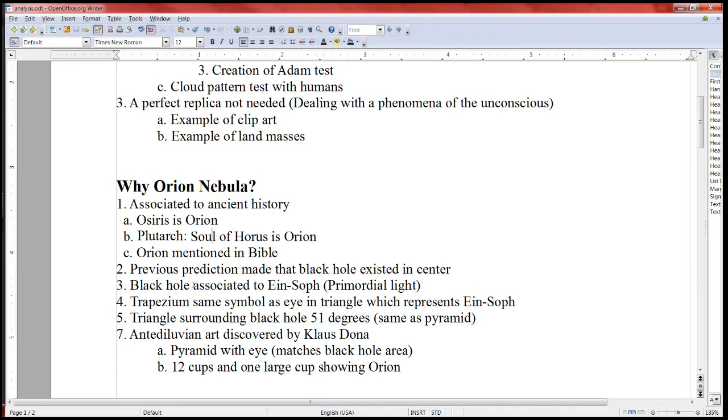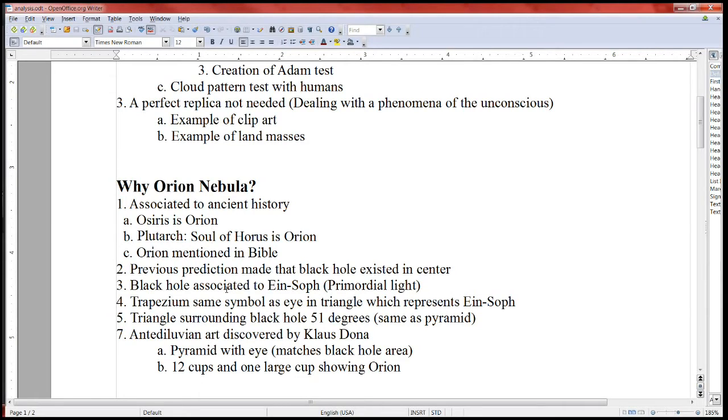Number two is that based on the other repeatable instances that we've seen, a prediction was made that a black hole exists in the center of the Orion Nebula. The reason why this is important is because 1 year later, NASA confirmed this prediction. And that yields credibility to the fact that we did discover that there was a vortex in there, and it was later confirmed by NASA.